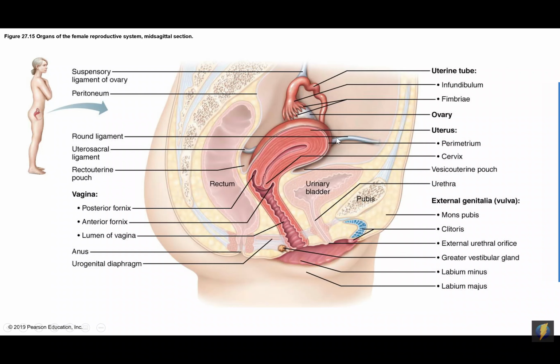I also want to point out, you can see here's the round ligament, which is connecting the uterus to the anterior wall, the uterosacral ligament that's connecting us posteriorly, and then here is that suspensory ligament helping attach the ovary there to the lateral walls. And that is female anatomy.